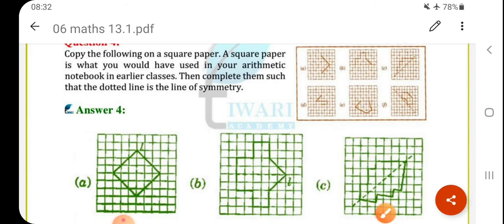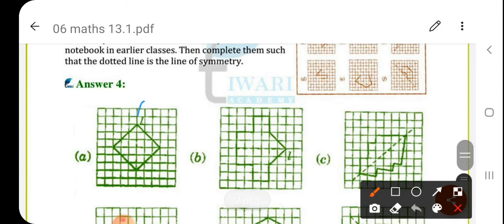Now what you have to do, here you can see in the first figure this portion is given already, you have to complete the left side. So by seeing these squares you have to make the other part using the line of symmetry. Whatever part is given on the right hand side, exactly the same you have to draw on the left hand side. So that is homework.